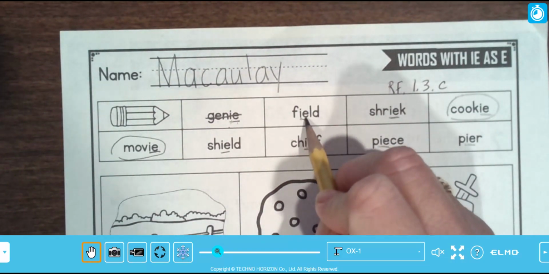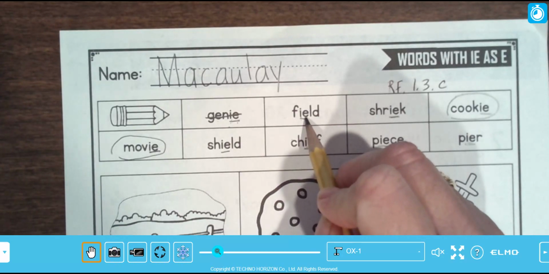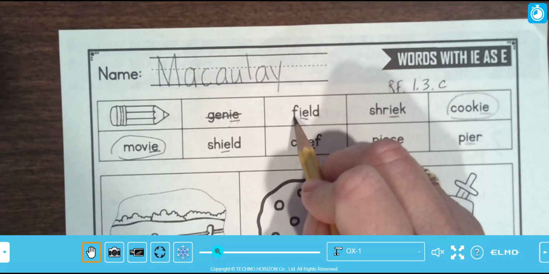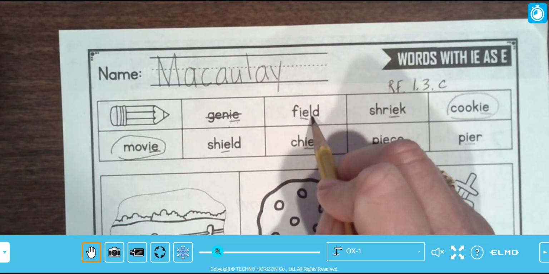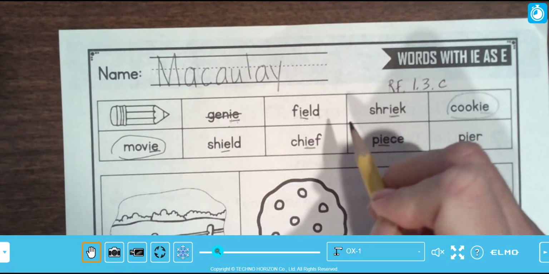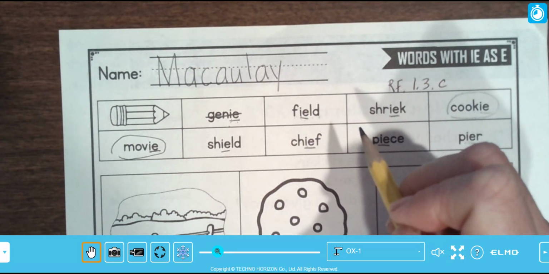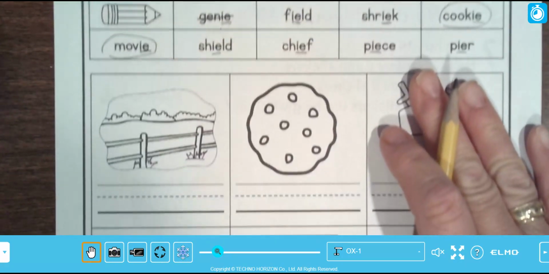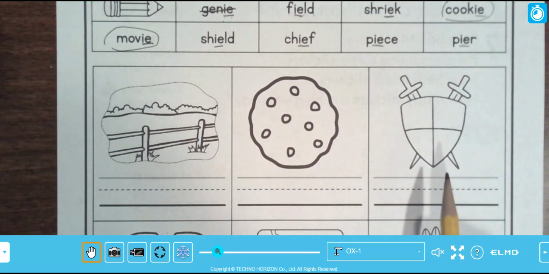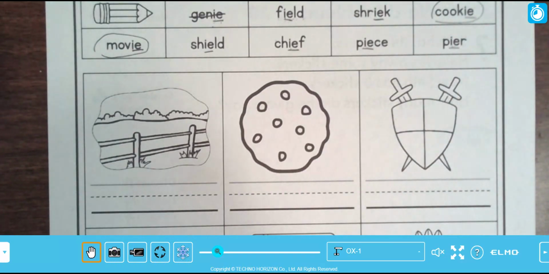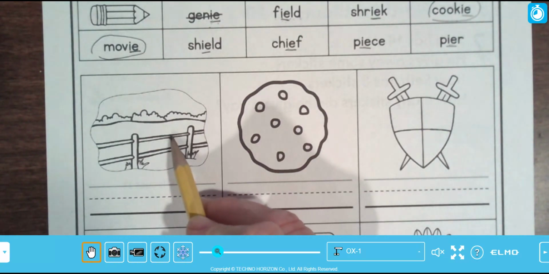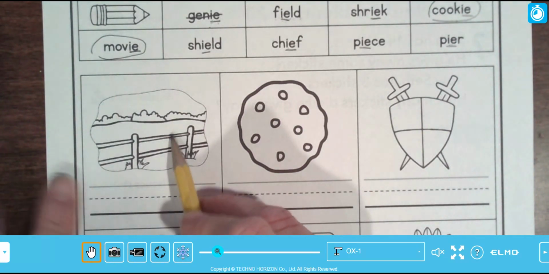What sound does the IE make? Yeah, it makes the E sound, right? So let's read this word. Ready? Begin. E old. What's the word? Field. Field. So which one of these three words shows you the word field? Yeah, this one, right? This one shows field. So let's write down field here.